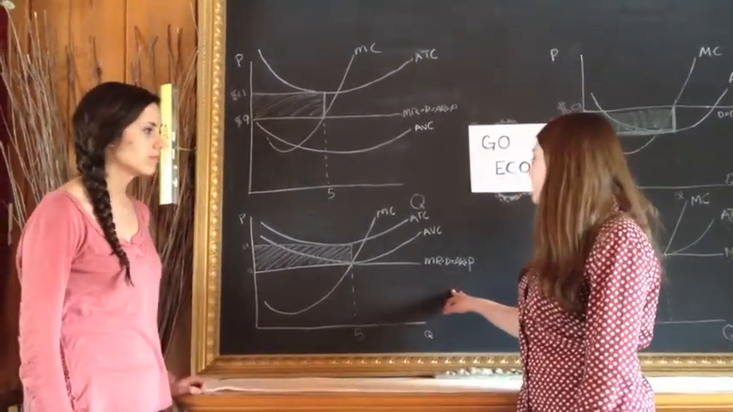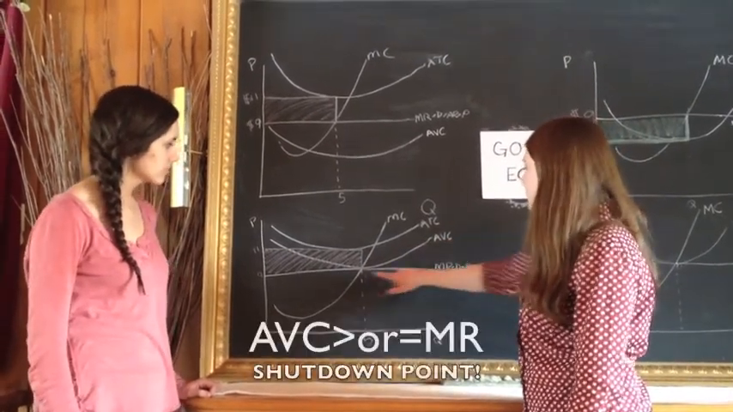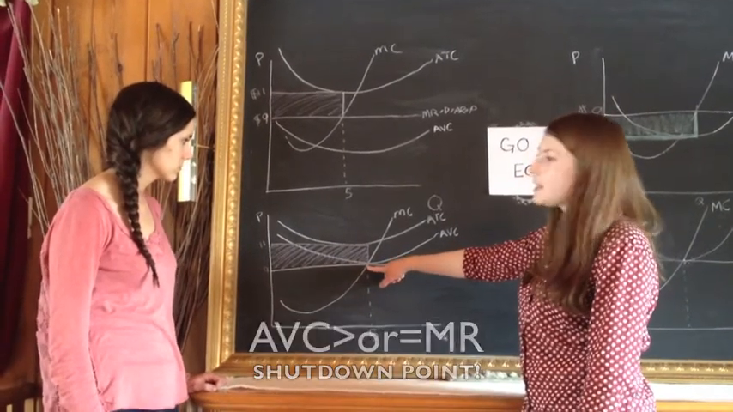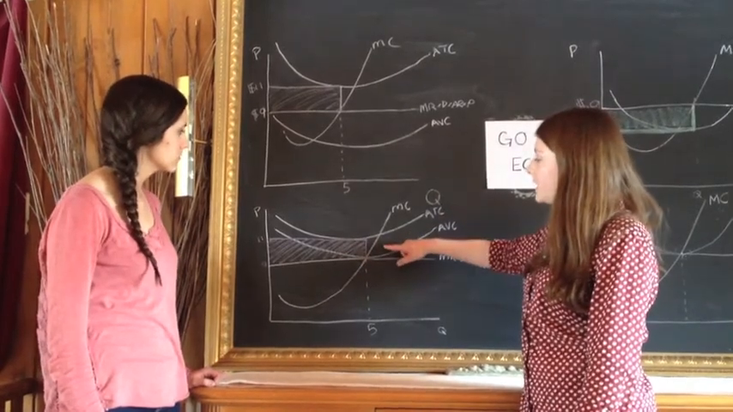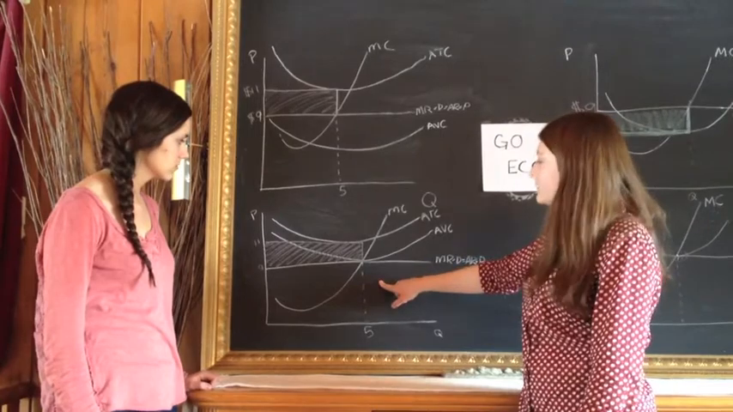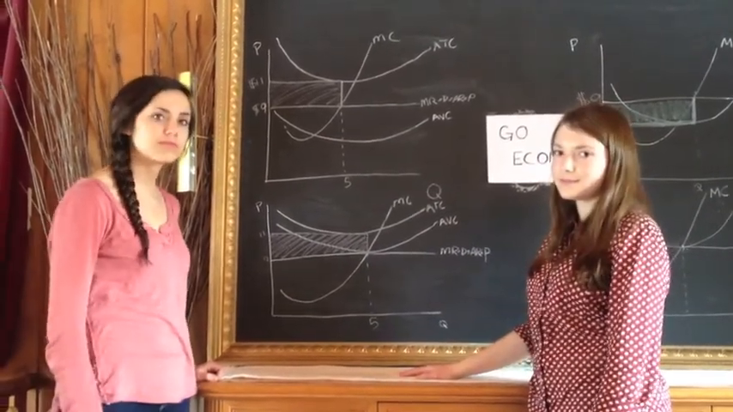Now, this firm is a different story because its average variable costs are equal to the point where marginal revenue equals marginal costs. So even though it's operating at a loss in the same way that this firm was, it is losing money on its fixed costs. So this firm will exit the market entirely to try and minimize its loss.